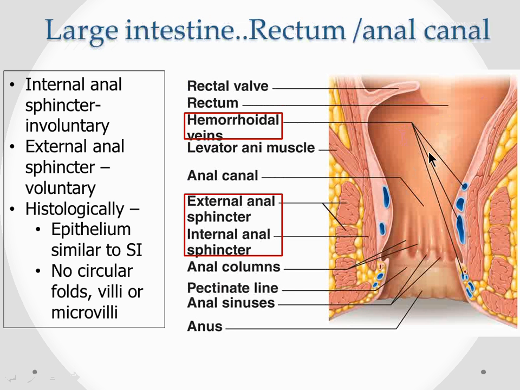So here you're looking at the lower part. Here you can see the rectum and the anal canal. This here is the internal anal sphincter, which is involuntary, and then here is the external anal sphincter, which is voluntary. Histologically, it's very similar to the small intestine. The epithelium is similar, with lots of goblet cells. The only difference is that you don't have any circular folds, you don't have villi, you don't have microvilli, and even the crypts, if at all any, are very, very shallow, but usually the crypts also disappear in the large intestine.